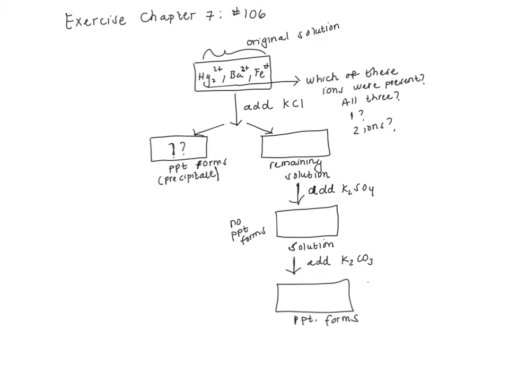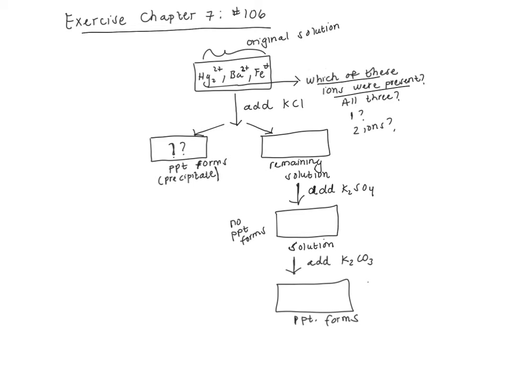Okay, this video is to help you with your text exercise assignment, still in week 2 for chapter 7, problem 106. In this problem, we're given a solution, and our goal is to determine which ions were present in this original solution. Were all three ions, mercury 1, barium, and iron, present in the solution?